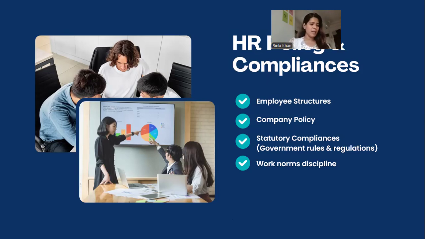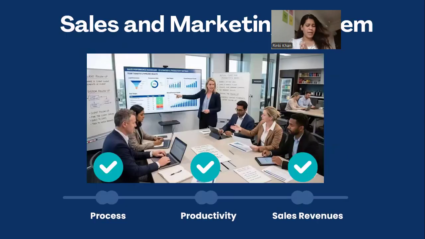Then the statutory compliances, which are basically the government's rules and regulations. Whatever type of business you are in, you have to take care to run that entire business according to the government rules and regulations, which are also for work norms and discipline. Okay. Now the sales and marketing system.